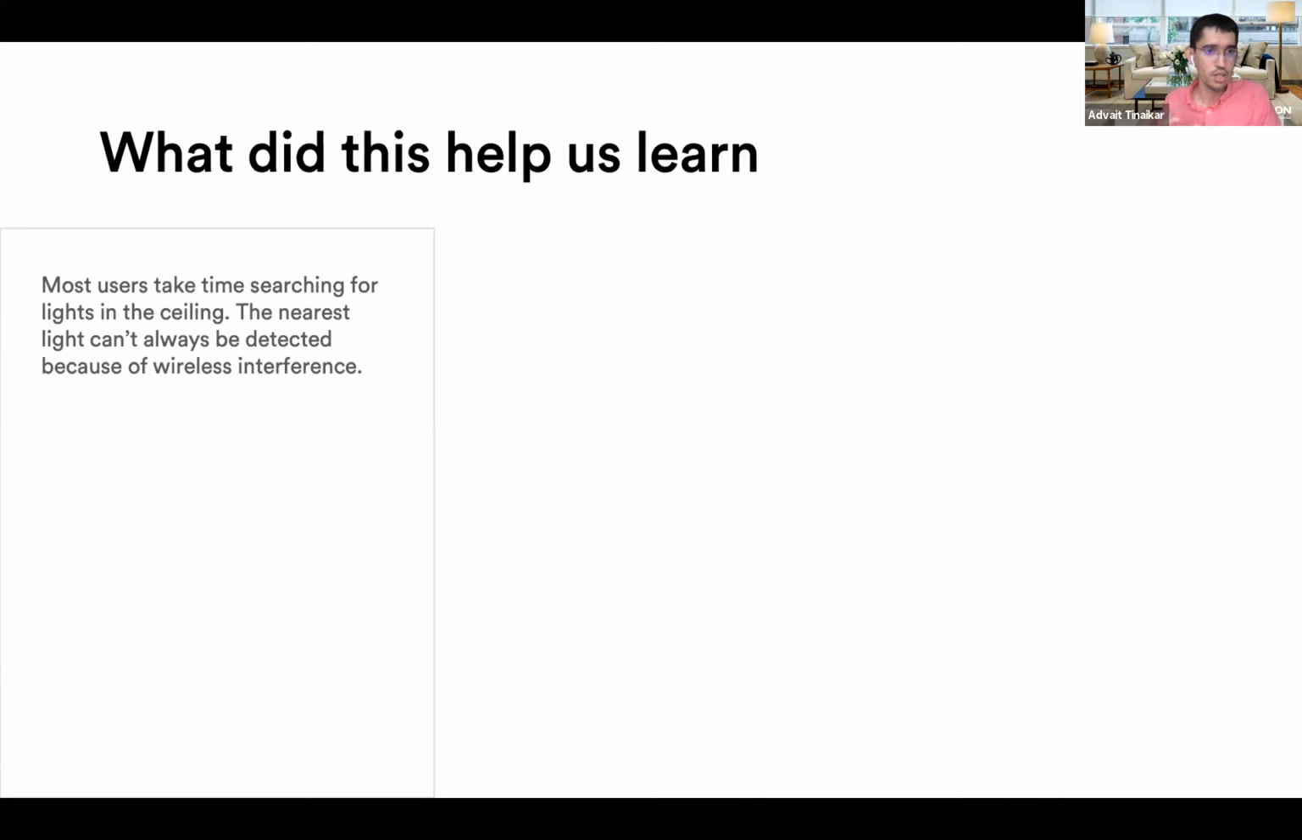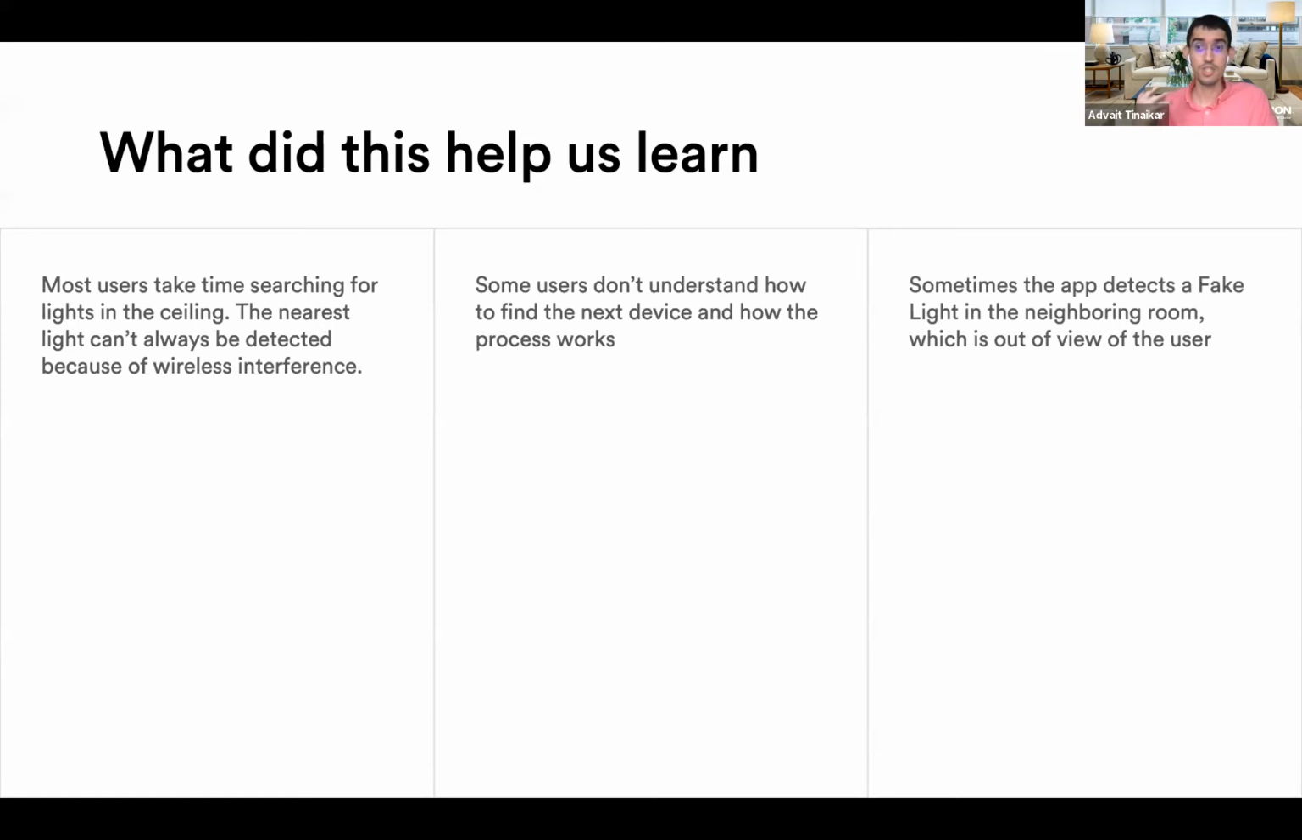The first thing we realized is that users were still taking time to search for the lights in the ceiling. What was physically the nearest light was not the nearest light that the app thought. That is because there was incredible amounts of wireless interference, right? We had used initial wireframes in the app, and we realized that some users didn't understand how the process worked. And lastly, we realized that the app was detecting fake lights in the neighboring room. The setup we had created actually had a wall in between. It didn't show in the video. We had some fake lights on the other side of the wall, and the app was still detecting some of those lights across the wall, although they weren't the nearest ones, which is confusing for the user.